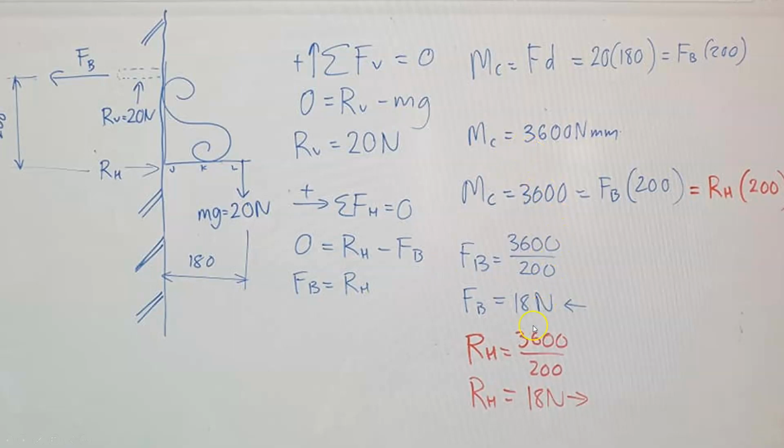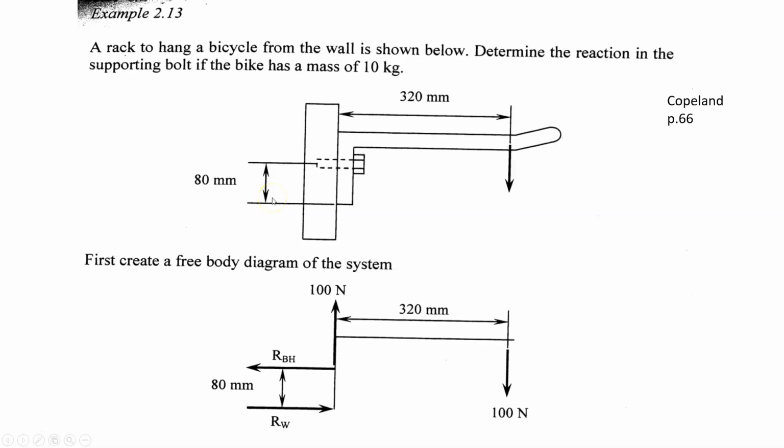So here we've said that FB equals RH. I'm proving here that it doesn't matter if we take the moments about RH, it's the same thing. I did FB above, but if I do RH below, it's the same thing. The only difference is that FB is pulling to the left, where RH is pushing to the right.